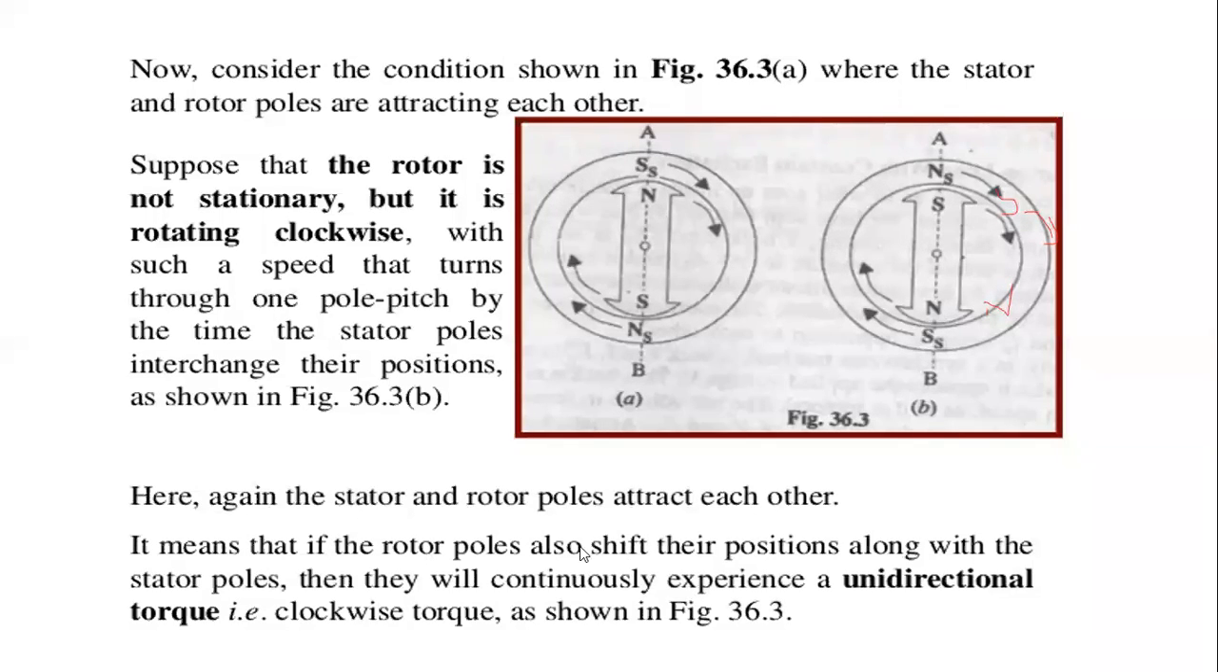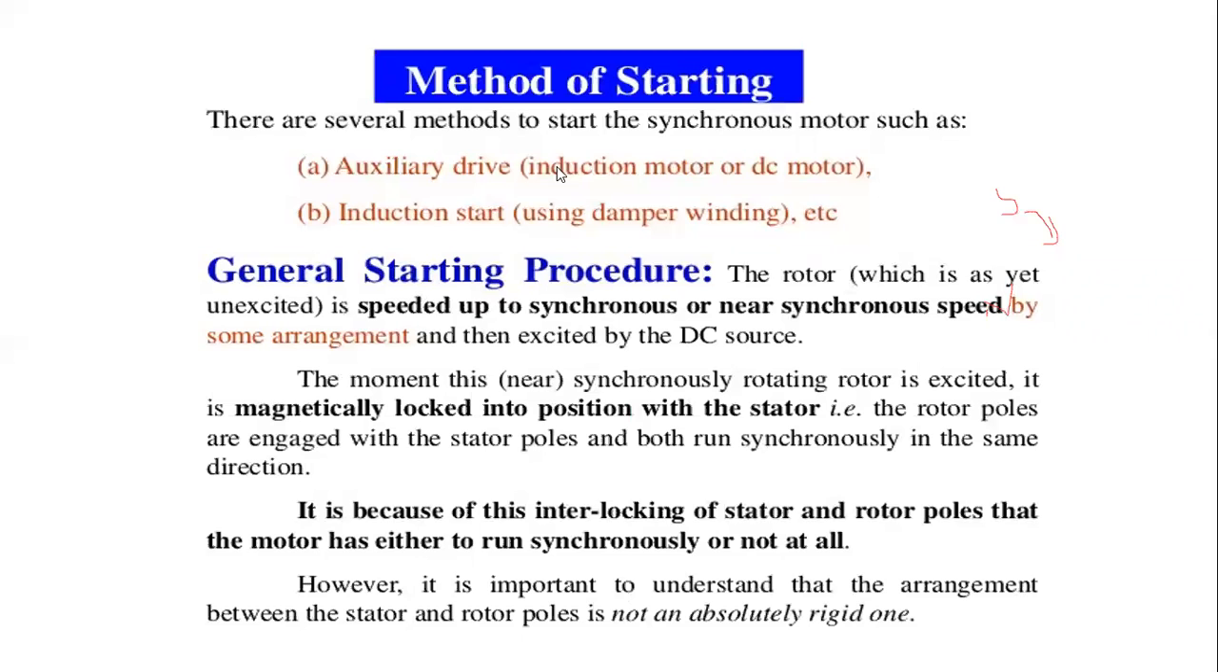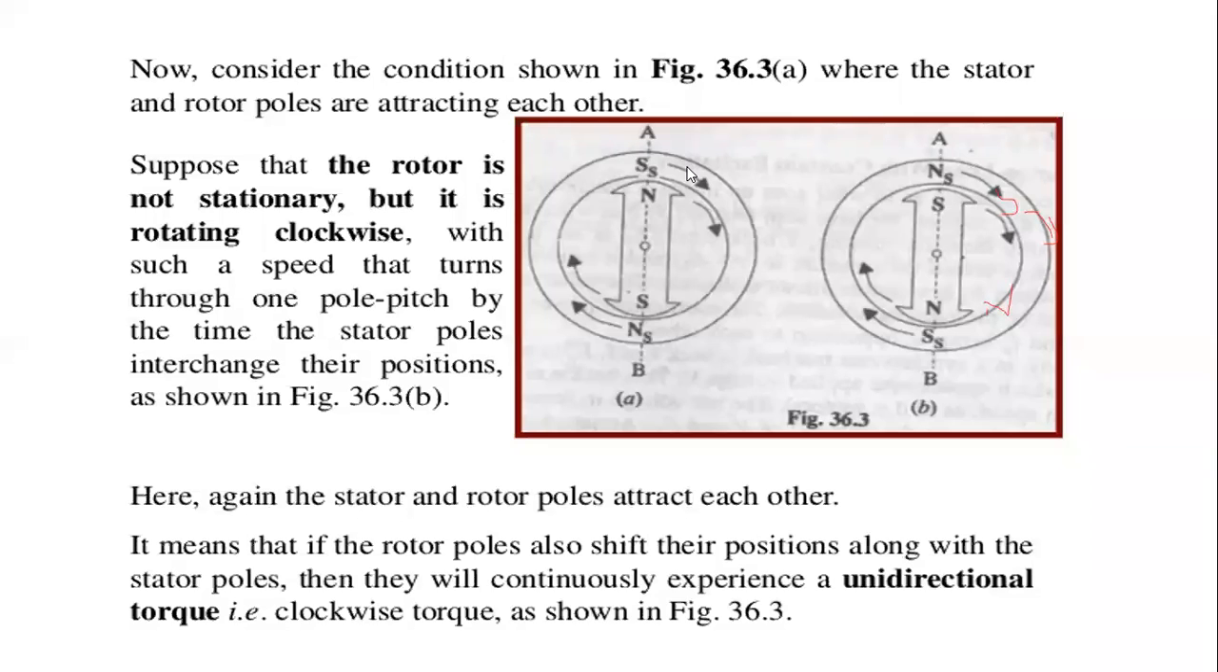It means that if the rotor poles also shift their positions along with the stator poles, then they will continuously experience a unidirectional torque, that is a clockwise torque as shown in the figure. Clear? That is a clockwise torque. This is the basic working principle of a synchronous motor. Clear?